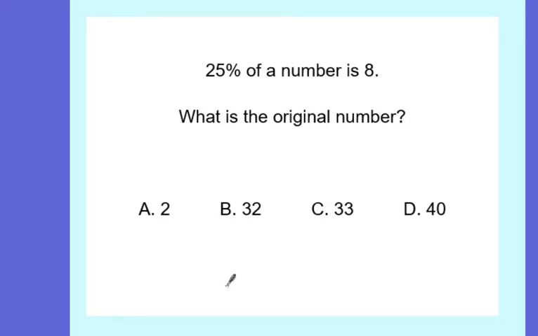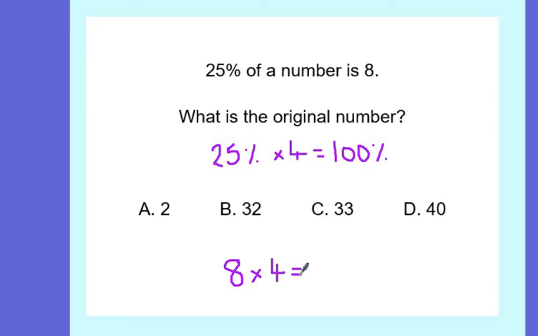How about now, if 25% of a number is 8, what's the original number? Pause the video, have a little think. Okay, this time I know that 25% times 4 would give me my 100%. So I need to do 8 times 4, which gives me what, Daisy? 32, lovely stuff. B.